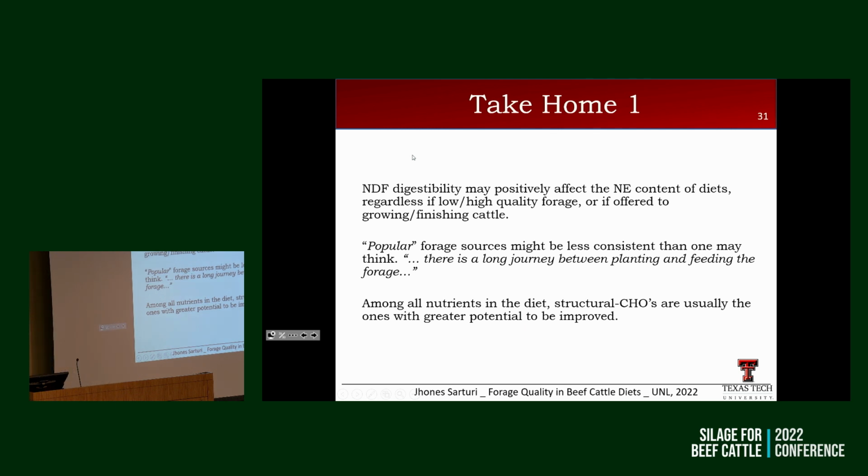Among all the nutrients, it seems like the structural carbohydrates, the fiber fraction, let's put it that way in general, is the one with the greatest potential to be improved, although other improvements can be made as well in the starch digestion and the amount of organic acids. But the biggest chunk of the forage that you're feeding is actually fiber. It is actually fiber.